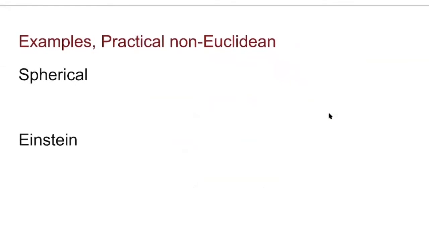So, some practical non-Euclidean geometry examples. You're used to what's called Euclidean geometry. Probably all of the geometry you studied has been Euclidean geometry. We have a flat space, and planes are flat and triangles are flat and not curved. Your straight lines are straight and not curved. But spherical geometry is certainly a very practical geometry.